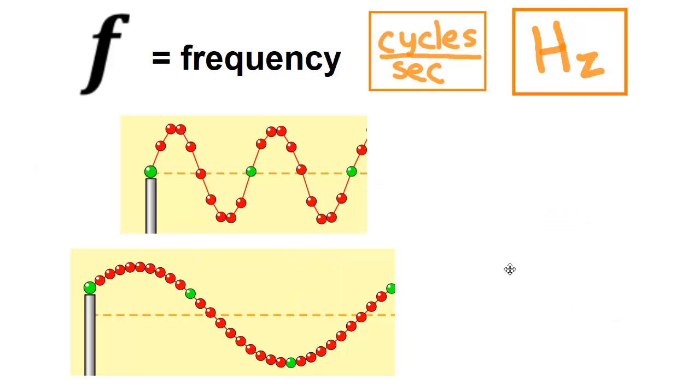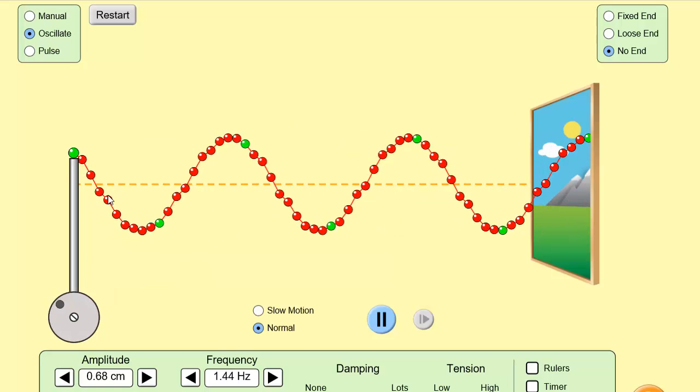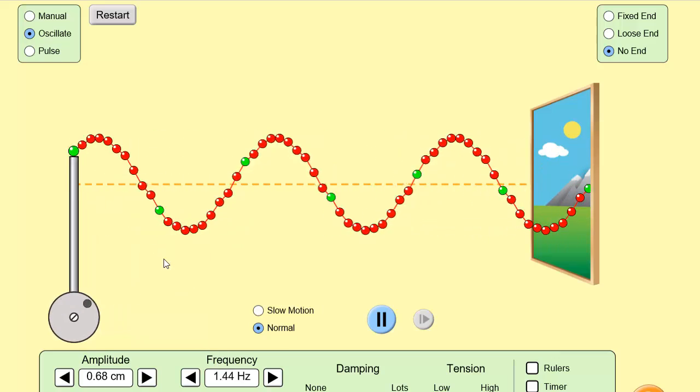Okay, now frequency. Frequency is like speed, because speed is centimeters per second, but this is cycles per second, the number of cycles that the wave makes. So here are two different waves again. Let's go back to our example. Here is a frequency of 1.44 hertz.